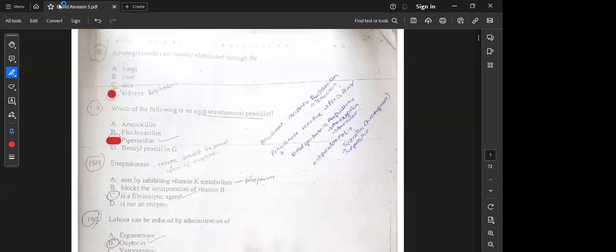So we have the categories of anticoagulants. We have some which are parenteral, others which are oral. The parenteral ones will include the likes of heparin, that is the low molecular weight heparin, and fondaparinux. These work by first binding to antithrombin III, and then the complex is what will inhibit factor Xa.